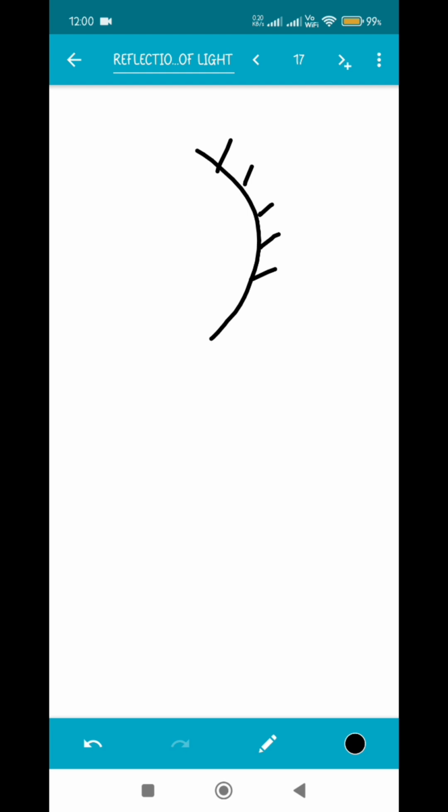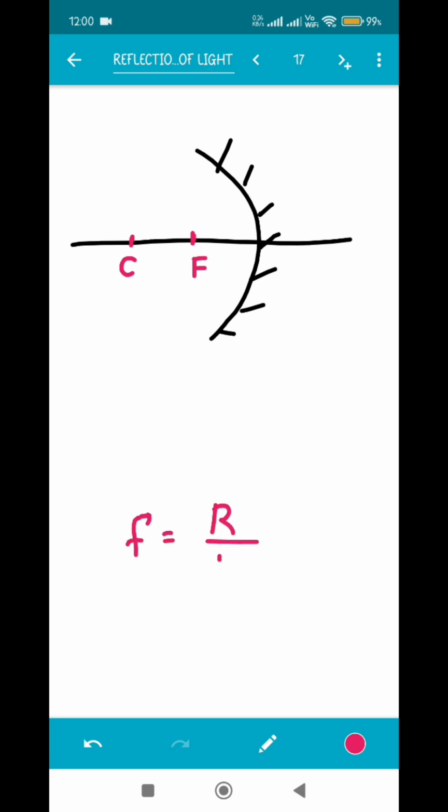So we have a concave mirror here with the principal axis. So this is the focus. There is another point, that is the center of curvature. Last day we studied the center of curvature, and it has been observed that focus is always equal to half of the radius of curvature.